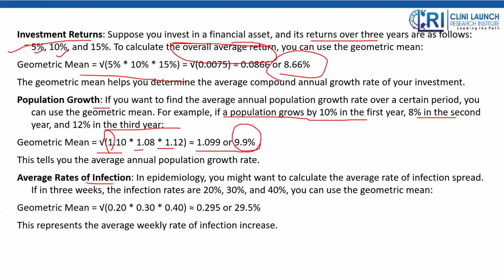Similarly, average rate of infection. During COVID, over 3 weeks, the infection rates were like this: 20% in the first week, 30% in the second week, 40% in the third week. If you want to calculate the rate of infection spread, whenever you have the data in percentages, you will use geometric mean. So here you got the average rate of infection spread as 29.5. But if you look at the data, you're telling 10% it is increasing. No, the average rate of infection is 29.5. In the next week also we will have a 29.5% infection rate.